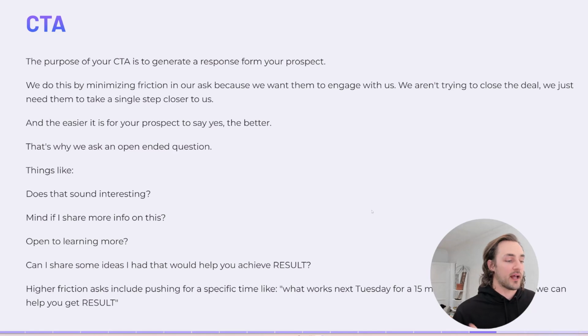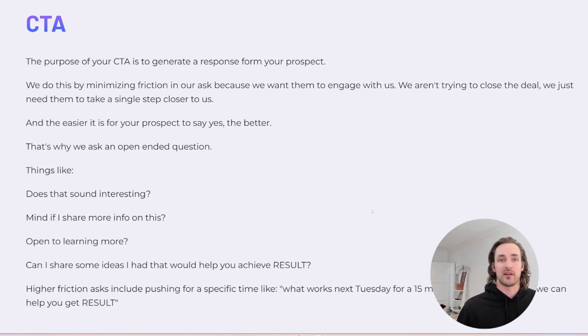A higher friction ask is going to include pushing for something specific like a meeting, right? It's higher friction because it requires the prospect to give you 30 minutes of their time to actually get what it is that you're offering them, right? So you could do this simply by saying, hey, what works next Tuesday for a 15-minute chat to show you how we can help you get result, right? And result would be whatever your value proposition is, whatever that big core offer is that you're making to them.